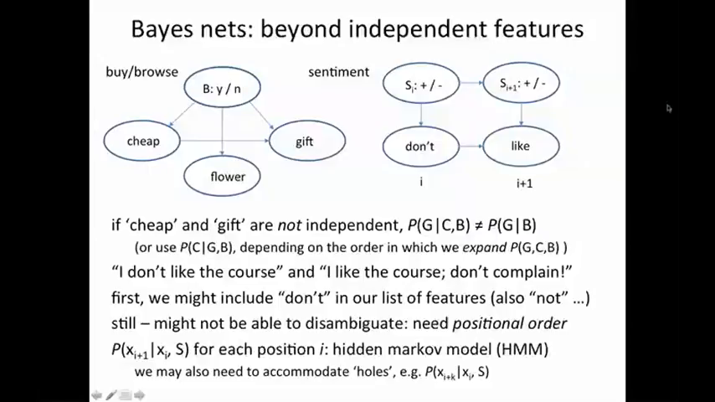In such situations, we may also need to accommodate holes. For example, the probability of x at i plus k given x at i. So whatever is in between, you might have a don't before a like. It might give you a positive or a negative sentiment, whereas if the don't comes after the like, we might get a positive sentiment as more likely. So this is one example of how Bayesian networks allow us to go beyond independence features while building classifiers.